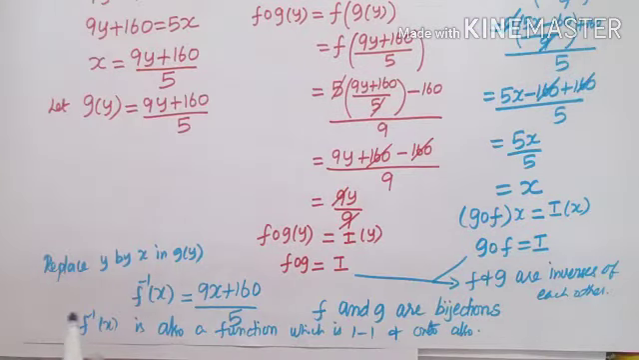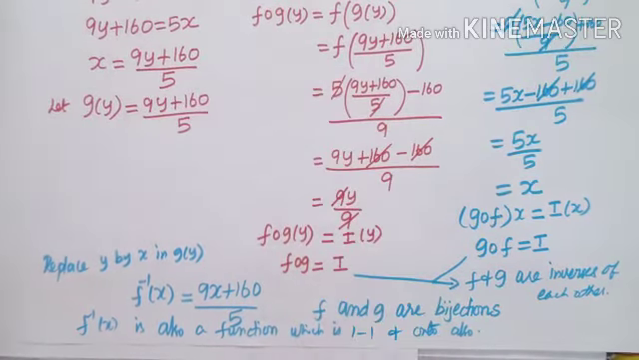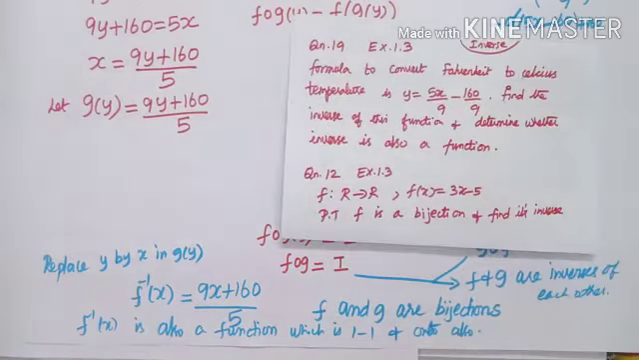So, we are able to replace y by x in g of y to get f inverse of x. f inverse of x is (9x plus 160) by 5. Since we have shown both are inverses of each other, both are bijections and both are one-one and onto. The word bijection implies one-one and onto, and the question we have completed fully.